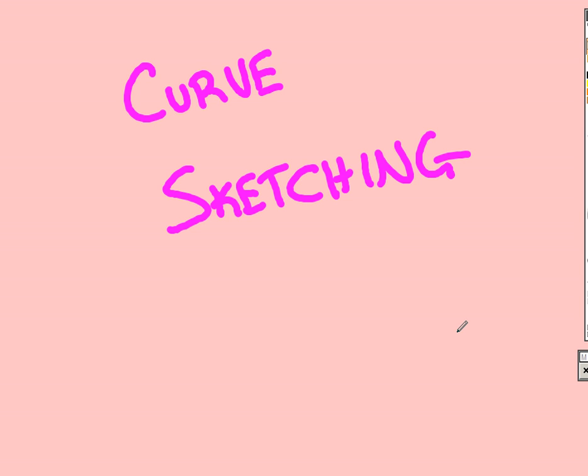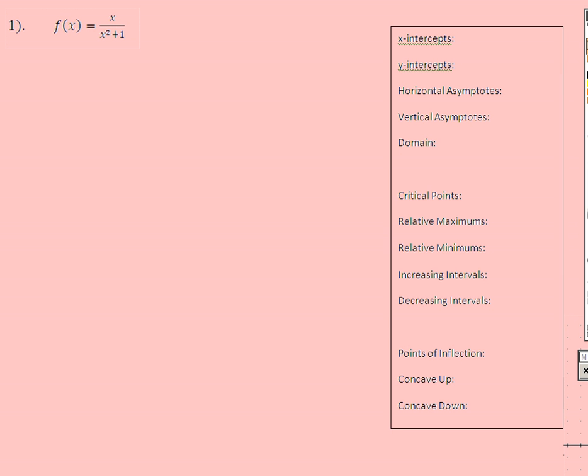Time for your review for curve sketching for the test. We got 4 problems here, so if one gives you particular trouble, take a look at it. Now, we do have full worked out solutions all available in your answer key as well, but we want to make sure we can do them on here just as well.